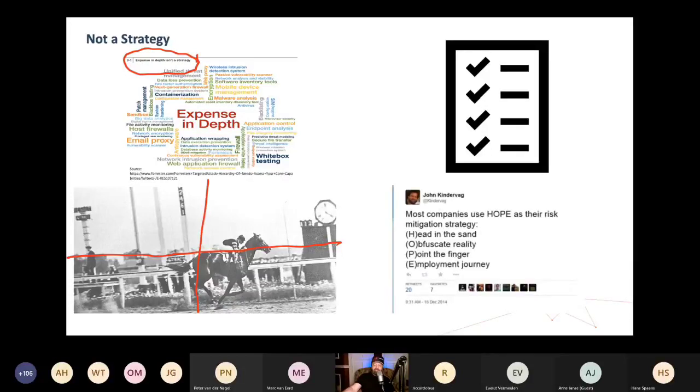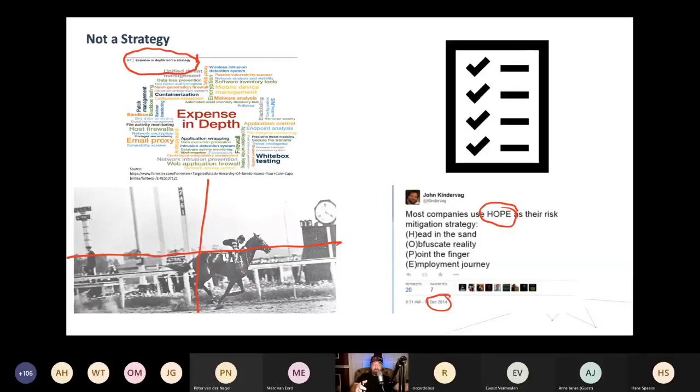And then we have what I think is what most people do for their strategy. I call it hope. I said this back in 2014. The H stands for head in the sand. Pretend like nothing's wrong. And the O is obfuscate reality. Hey, it's not as bad as it is. We'll do a forensics investigation after we clean this up. And, of course, a forensics investigation is an autopsy, and autopsies are done on dead bodies. When you do things after the fact, when you focus on response instead of prevention, you are doing an autopsy. You are already dead.